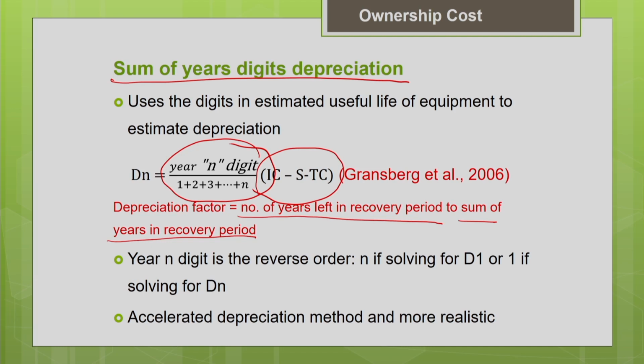In the straight line method, the depreciation factor was 1 by n. Here it is the number of years left in the recovery period. As I told you, your useful life, service period, recovery period, everything means the same. Why do we call it the recovery period? Because we are going to recover all the costs invested in the machine during the useful life of the machine. That is why we call it a recovery period.